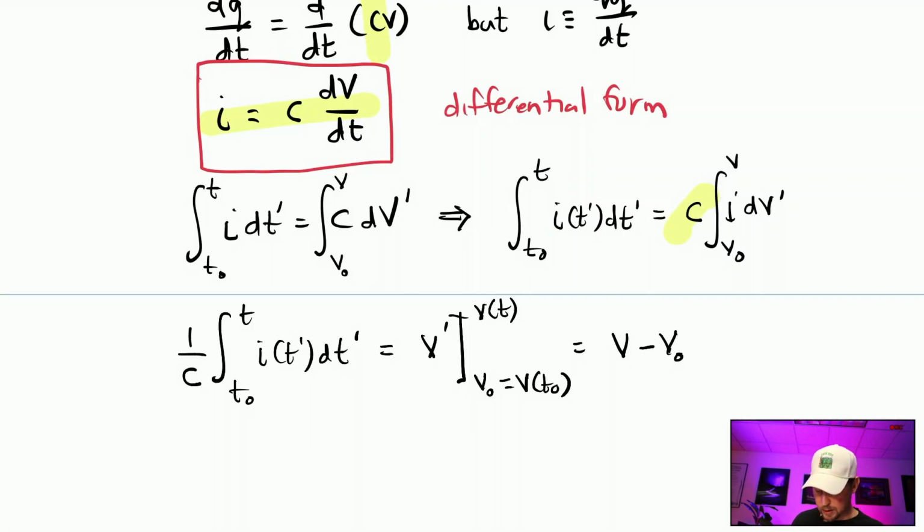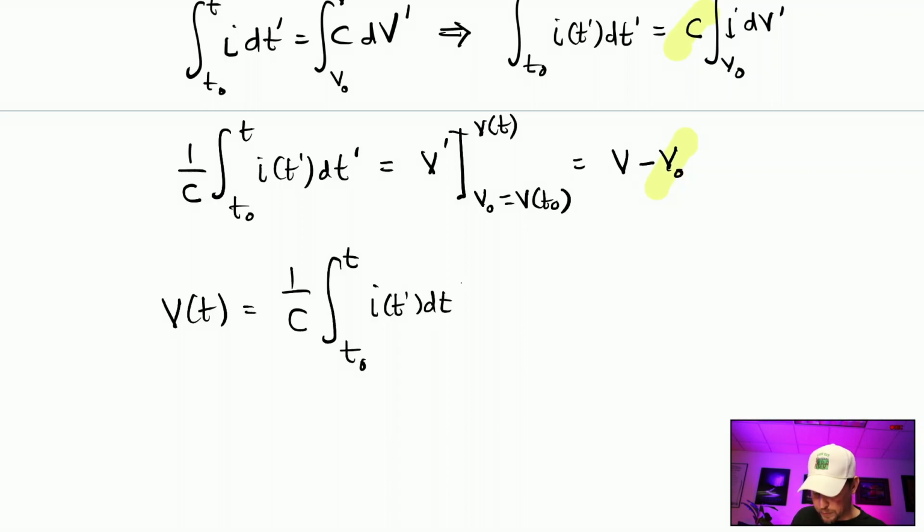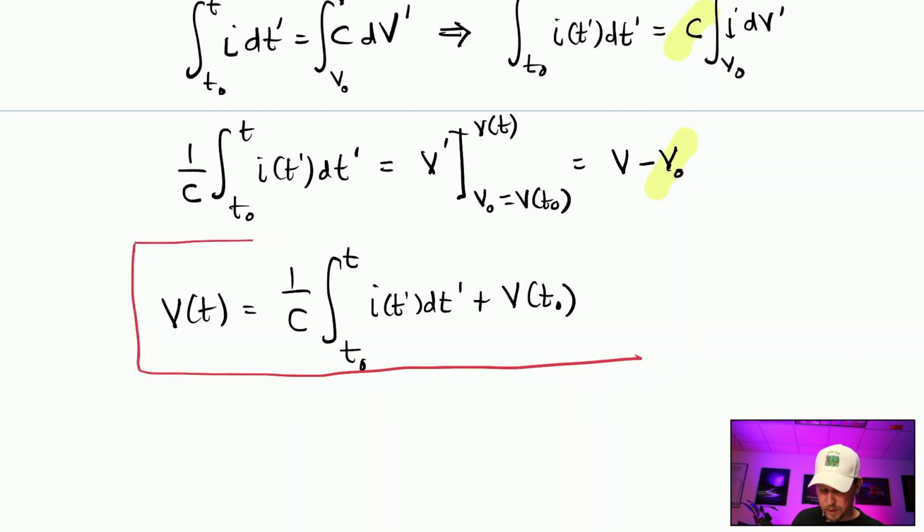I can add this term to both sides, in which case I get that V, which is a function of time, is 1 over the capacitance, times the integral from some initial time to some final time, of the current integrated with respect to time, plus whatever voltage existed at time t equals 0. This was the equation that I wanted to arrive at. This is the IV characteristic. This is in integral form.